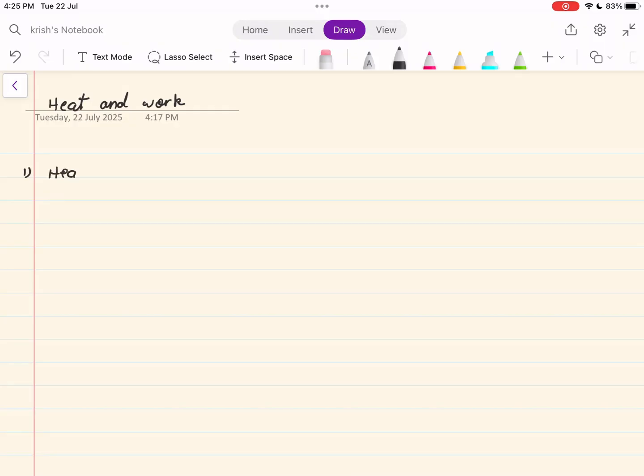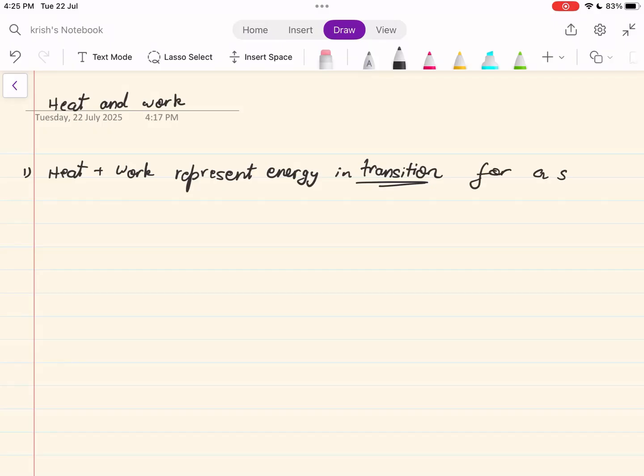So, what are heat and work? Heat and work represent energy in transition. The keyword here is energy in transition. So, heat is unordered energy and work is ordered energy.